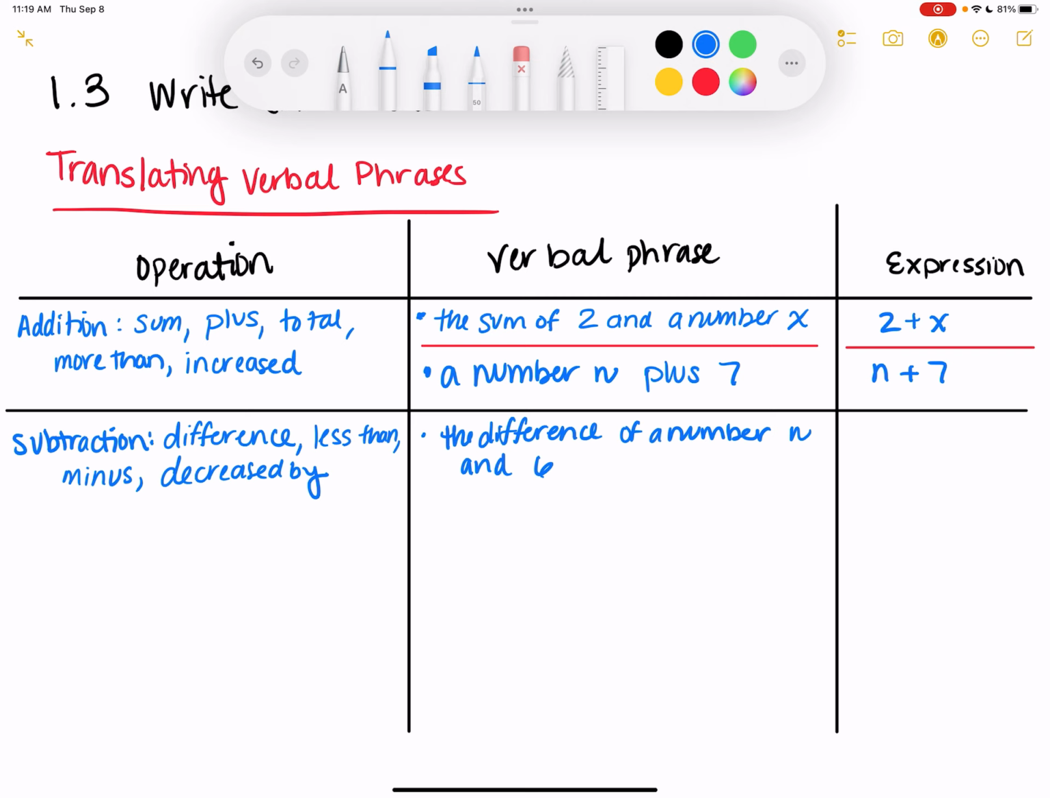So if it says the difference of a number n and 6, you see the word difference, that should make you think subtraction. Order does matter, so we're always going to go in the order that it's read across, so it's going to be n minus 6 for this one. And then another, more obvious way you might see it written is a number y minus 5. And then that would just be y, a minus sign, and 5.